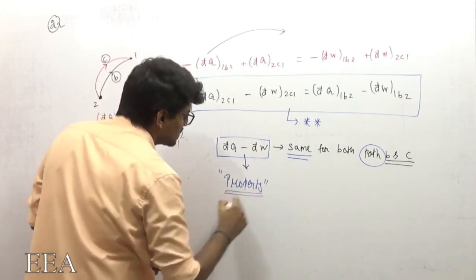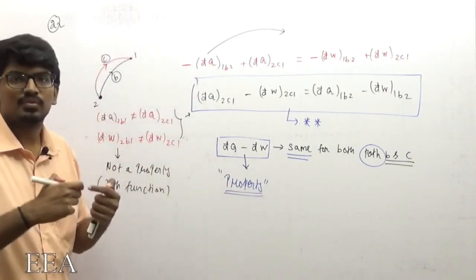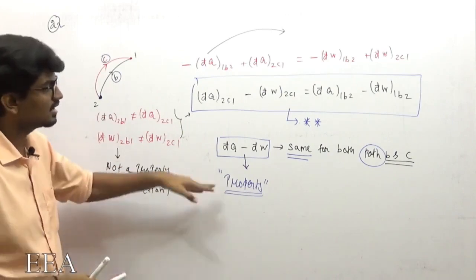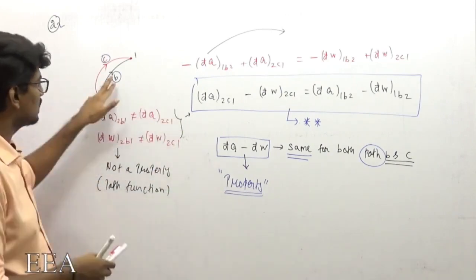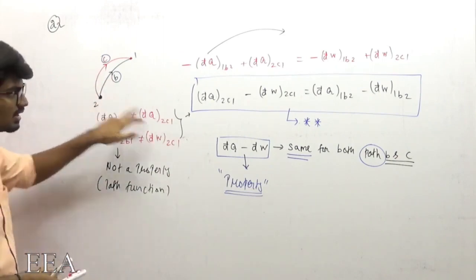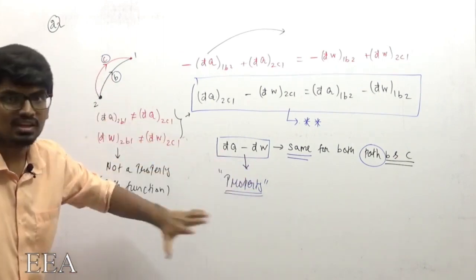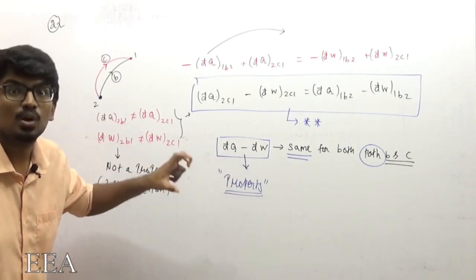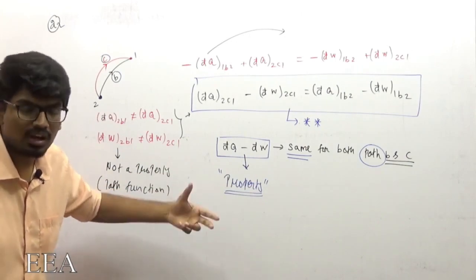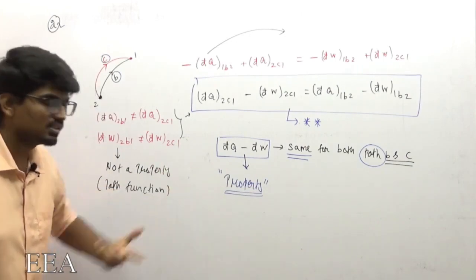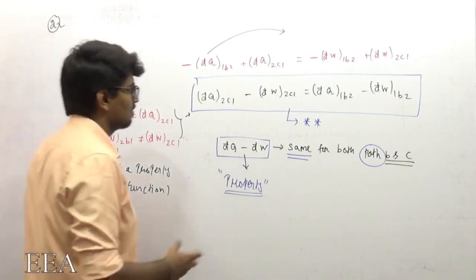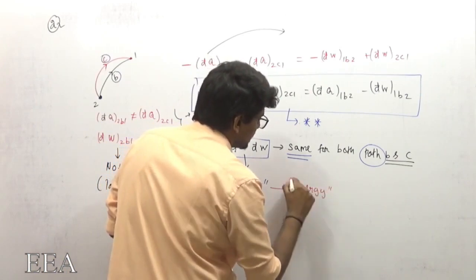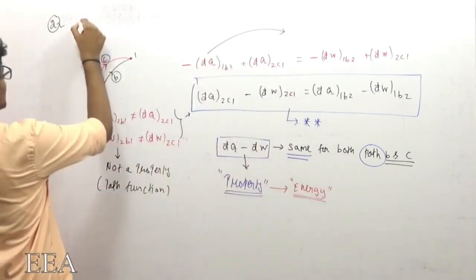We already know property is nothing but an exact differential. It is a point function, it doesn't depend on the path. So how am I saying that it is a property? Very simple. Even if I vary the path, the difference of these two is not varying, which means it doesn't depend on path, it depends on point. If it depends on point, obviously it is a property, and that we will call energy. So what is the second consequence?